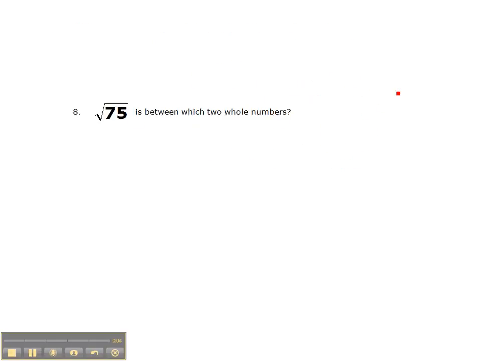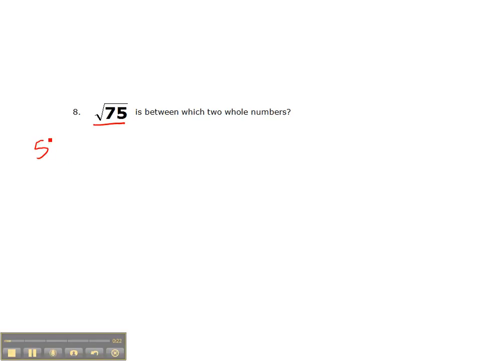Okay, we're picking the review back up with question 8. Question 8 asks, the square root of 75 is between which two whole numbers? So you have to think about what's a perfect square that's close to 75.